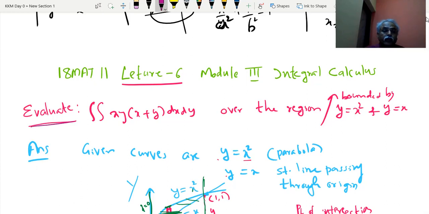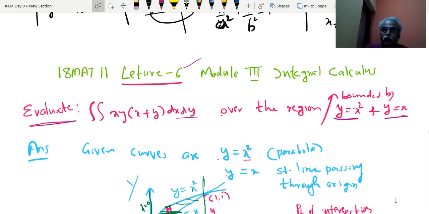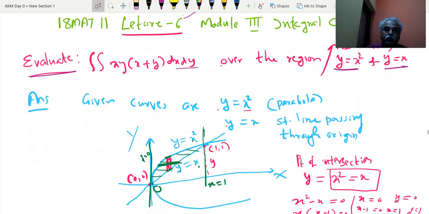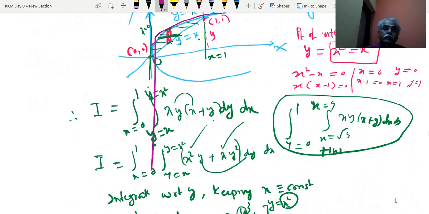Next example, evaluate. So in lecture number 5 and 6 together, I am doing xy into x plus y dx dy. So region is given by parabola and straight line now. So now parabola and straight line whenever it is given. So first of all, we know how to draw the parabola y square equal to x square. So parabola is drawn, y square equal to x square.